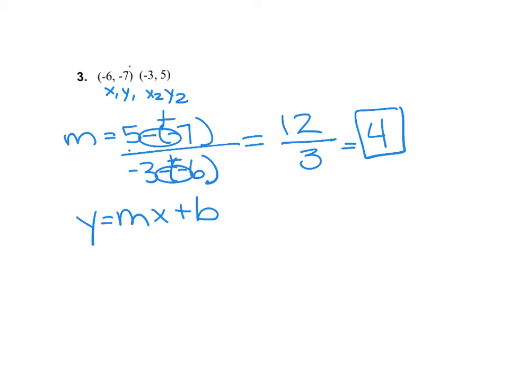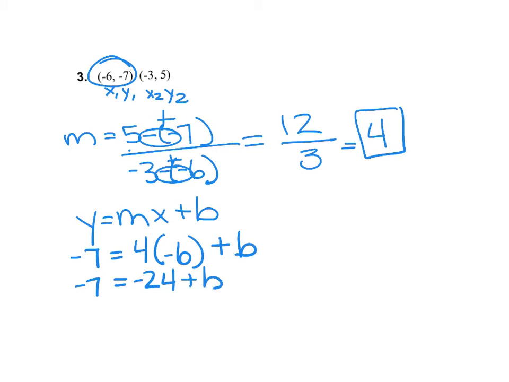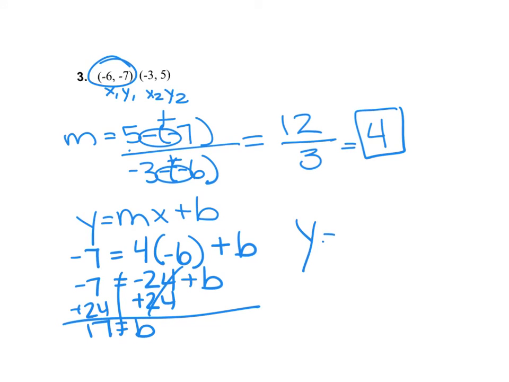Again, I'm just going to take the first point; it doesn't matter which point you take. I'm going to have -7 for y. My slope is 4, we know that. We have -6 for x, and then we have plus b. All right, so we're going to have 17 is equal to b. And so now I have the slope and the y-intercept, so I'll have y is equal to 4x plus 17.